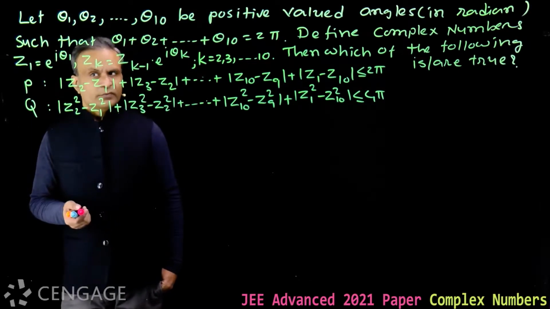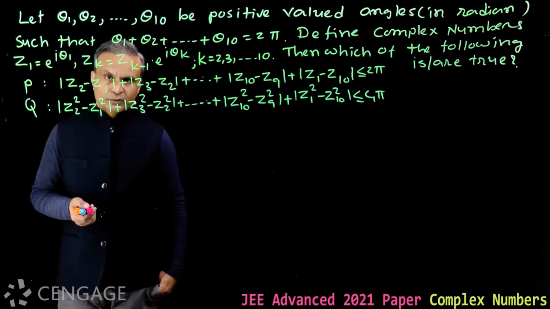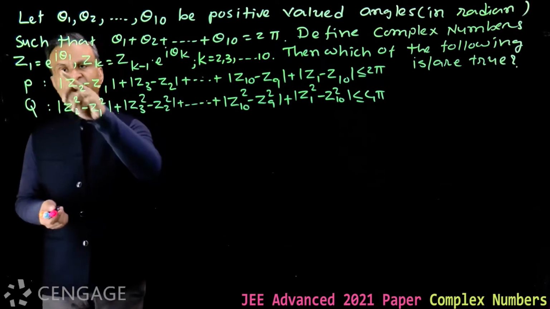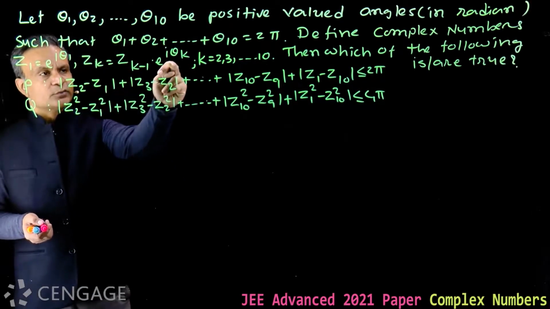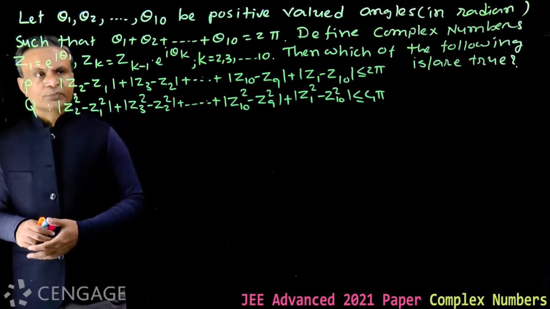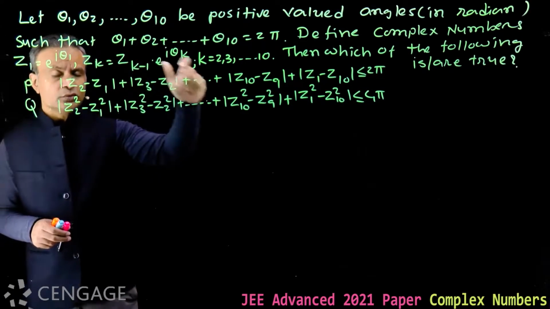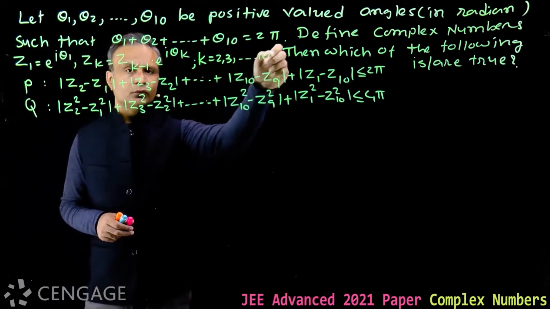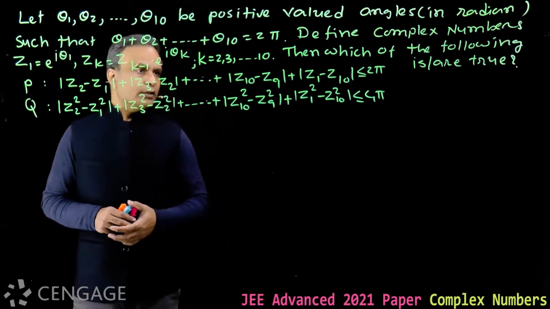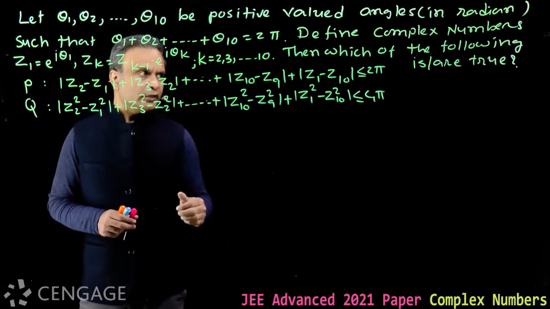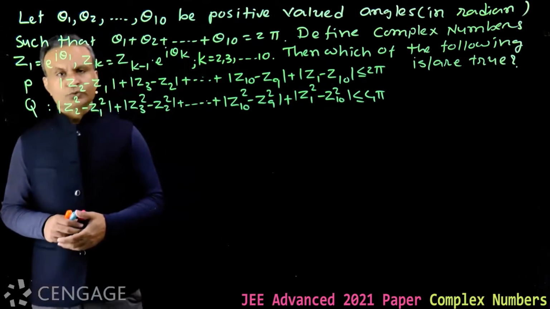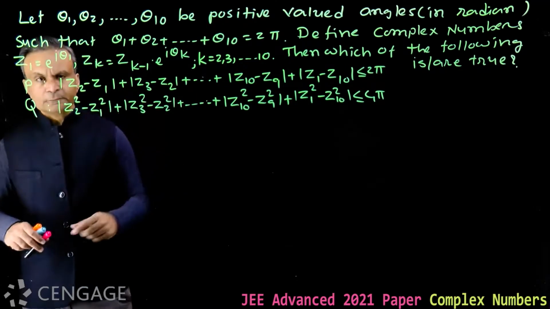Now we define complex numbers z1 and zk, where z1 is e power iota theta 1 and zk is z(k minus 1) into e power iota theta k. This recurrence relation holds for k equal to 2, 3, 4 up to 10. Then which of the following two statements are true? Here we have two statements P and Q.